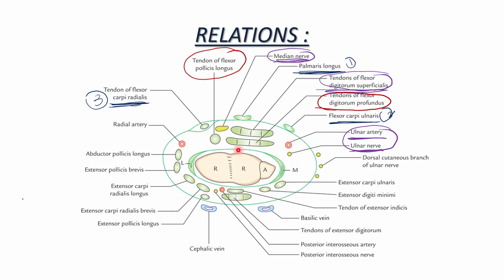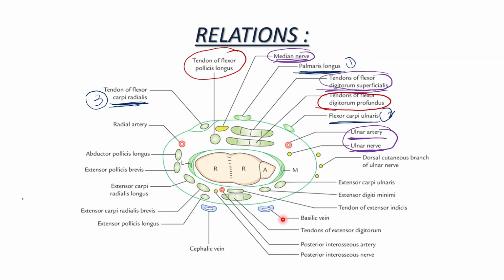The dorsal or posterior relations of the wrist joint are the long extensor tendons which cross the wrist joint, along with the posterior interosseous vessels and nerves which lie deep to the extensor retinaculum. From lateral to medial side, the relations are the abductor pollicis longus, extensor pollicis brevis, then extensor carpi radialis longus, extensor carpi radialis brevis, and extensor pollicis longus. The superficial most relations are the cephalic vein and the basilic vein.